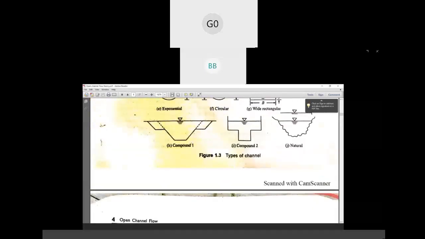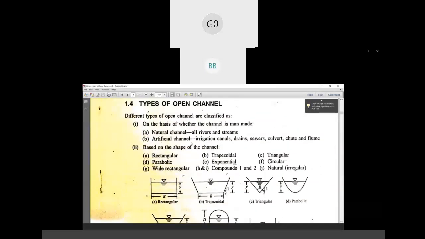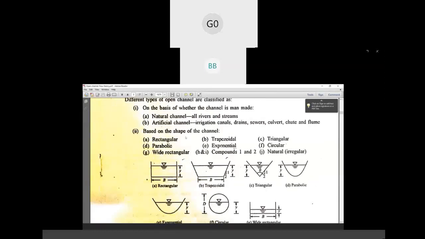So moving on to the next classification. See, there are types of open channel. First one is based on whether the channel is man-made or not. Second one is based on the shape of the channel. And the third one is the boundary characteristics. So boundary characteristics is two types. One is rigid boundary and one is mobile boundary.